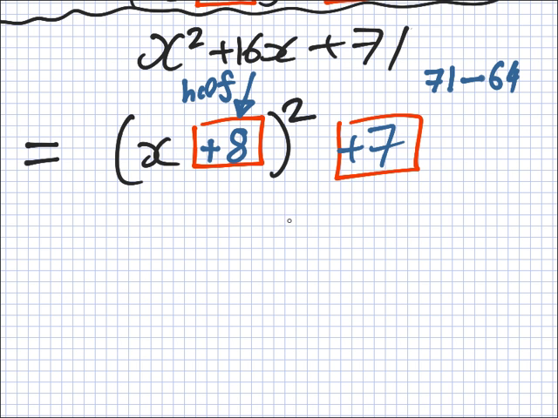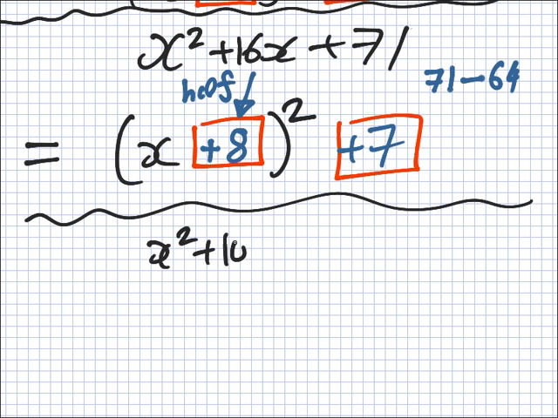I'll give you another one. I think you'll get it this time. You can try the next one there. X squared plus 10x plus 32. Try that one then.